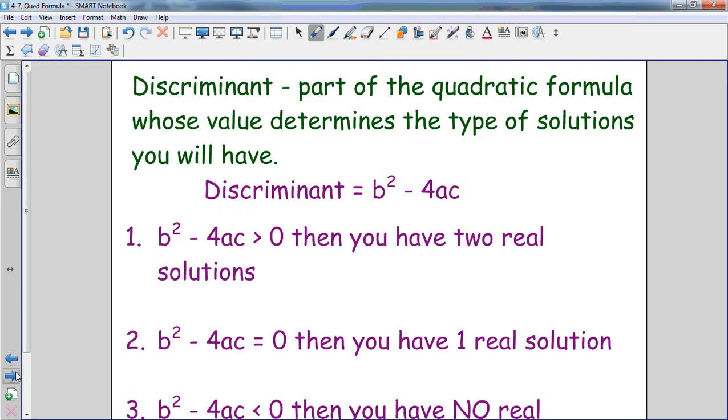That's it. Now, something you need to know about the part underneath the square root. It is called the discriminant. If this part right here, b squared minus 4ac, if the discriminant is greater than 0, you have 2 real solutions. What in the world does that mean? Well, look at your notes on the back page.